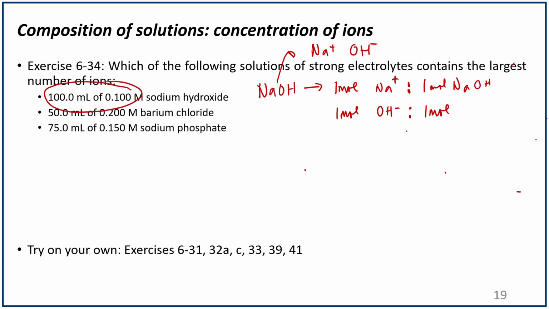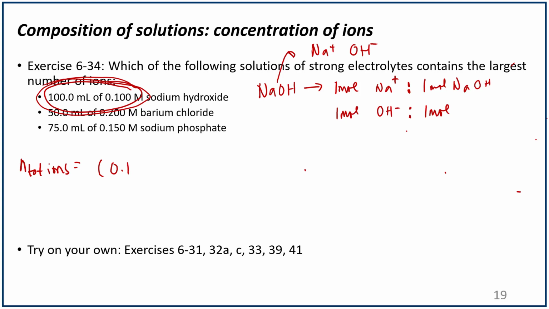Because here you're asked which one has the largest number of ions. It doesn't ask whether it's number of ions as in using Avogadro's number, or molarity. It just asks us which one has the largest. So let's just compare them by moles. The number of moles of sodium hydroxide, or rather the total ions in sodium hydroxide. So let's take first this molarity and volume.